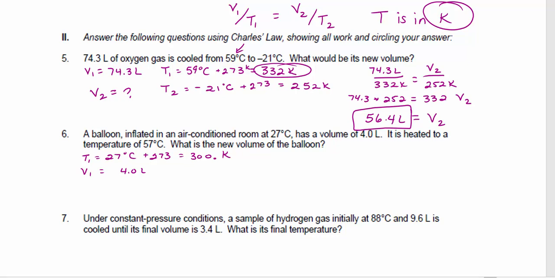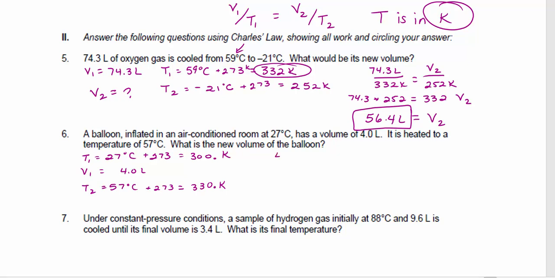And we heat that, so our T2 is now 57 degrees Celsius, but I need to add 273 to it in order to get a new temperature of 330. Again, I'm going to put my dot there, make sure everybody's significant. So what is the new volume?